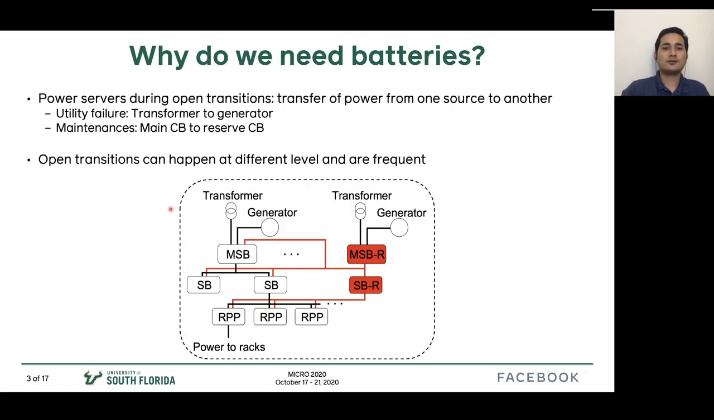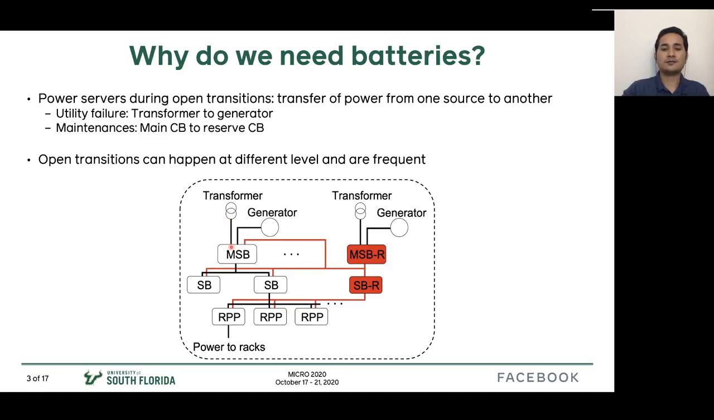Data centers employ batteries to power servers during open transitions. Open transition refers to the transfer of power from one source to another. This can happen during utility failures or during maintenances. For example, MSB is generally normally powered through the utility power.